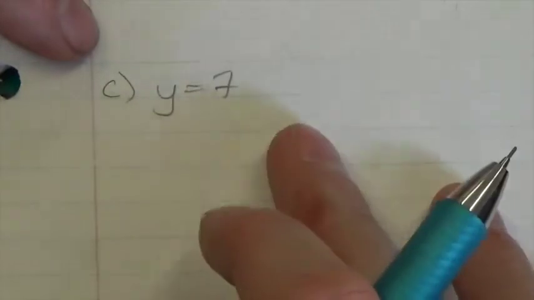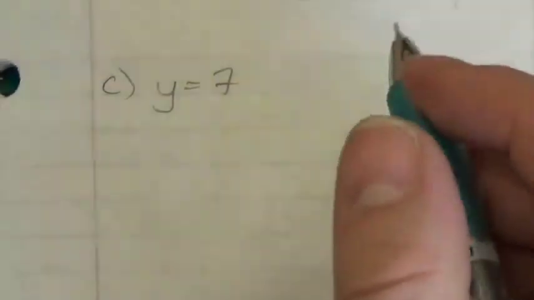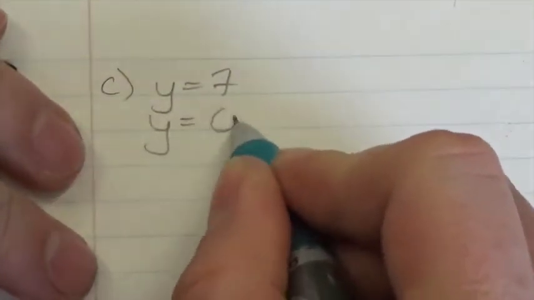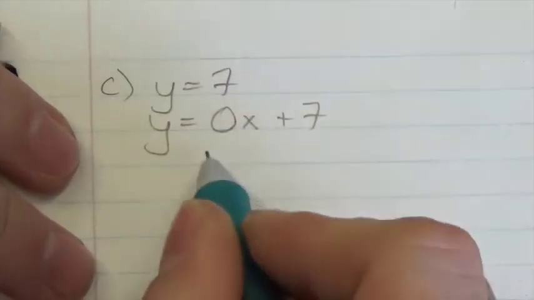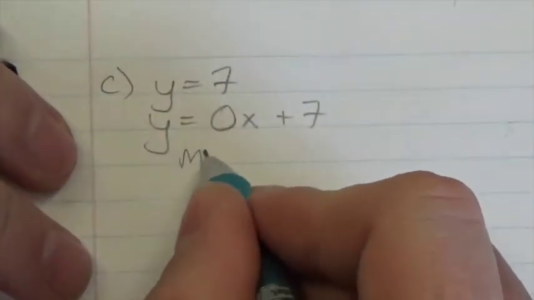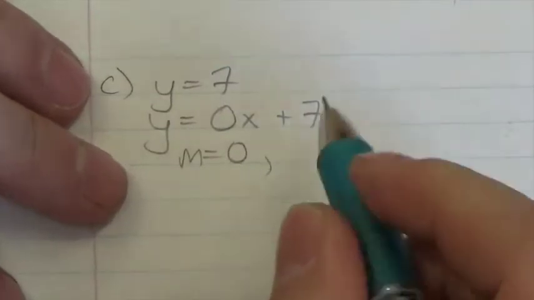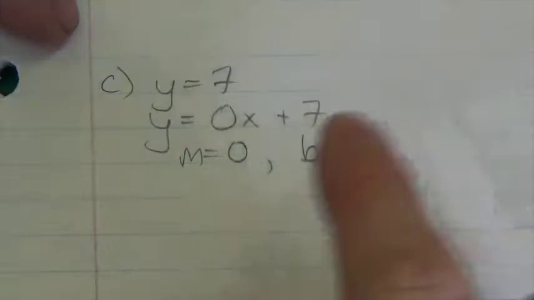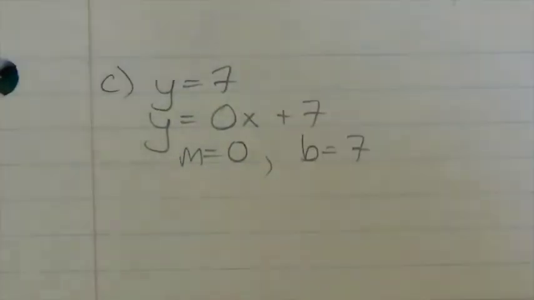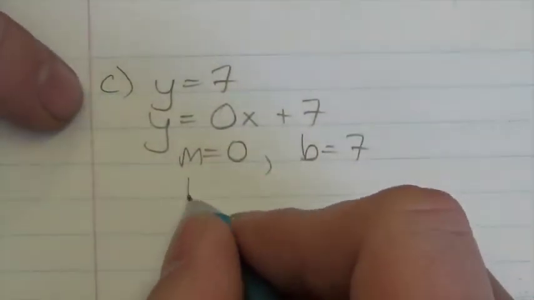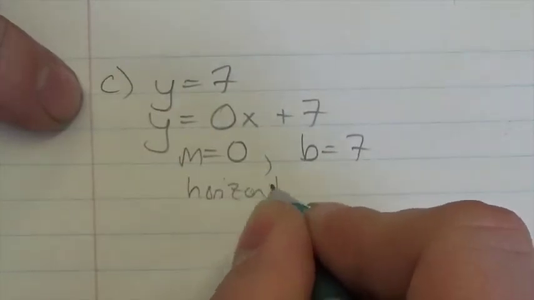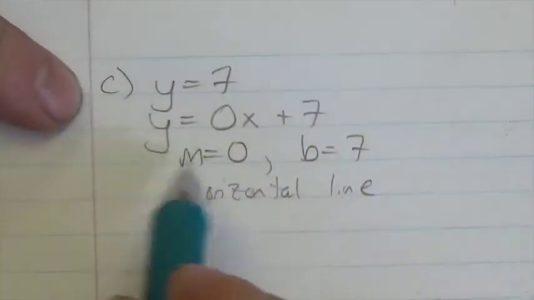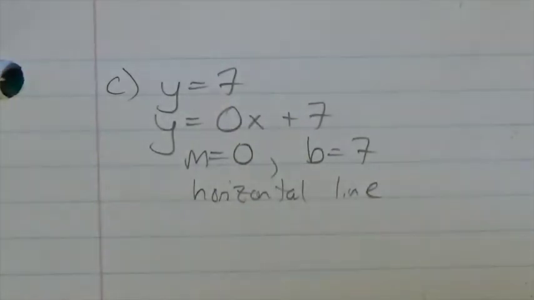But the slope is always the coefficient of the independent variable, and you're not seeing the independent variable here. Well, the only reason you're not seeing it is because its coefficient is 0. So that means the slope of this particular line is 0. The 7 is taking the place of the y-intercept. Slope is 0, y-intercept is 7. Now, what that means is this is a horizontal line. Slope being 0, we're talking about a horizontal line.